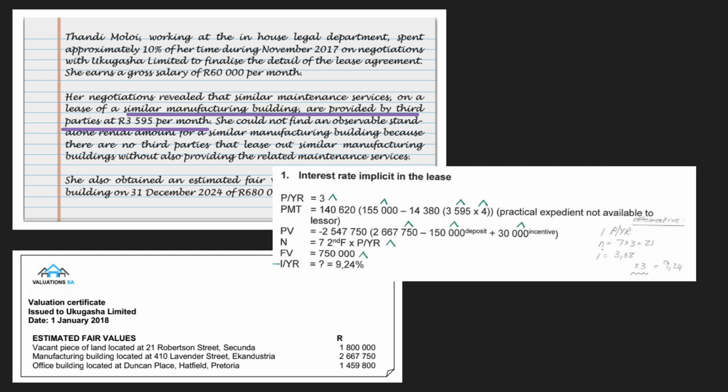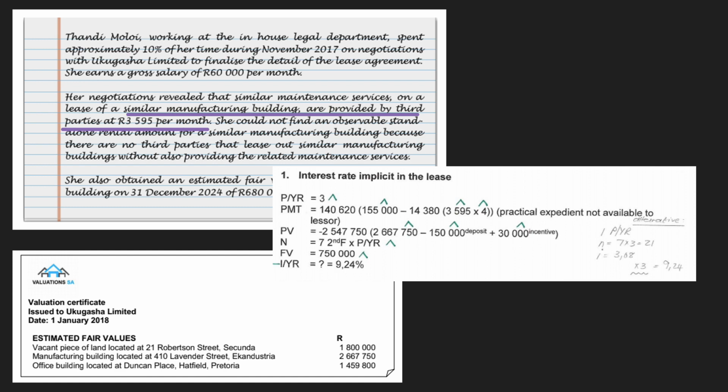Right, then the next issue in the calculation of the interest rate implicit in the lease was the PV. Now we know that the PV, we take the fair value of the asset that is being leased, and that is the 2,667,750. That is provided to you in the valuation certificate, which was issued to the company. Right, that was given to you, so that's what you use.